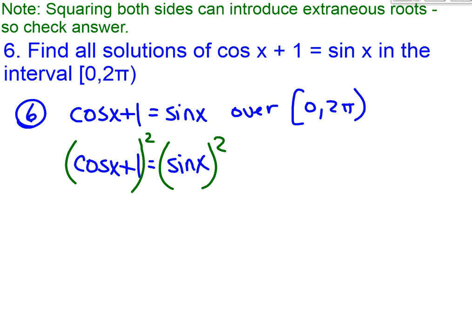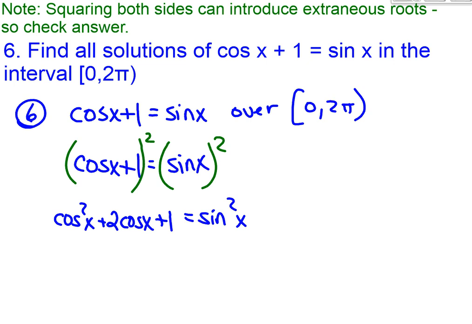And so when I multiply this out, I'm foiling, or remembering how to square problems like this. And so it'll be cosine squared x plus, don't forget the middle term, so I'll have plus 1 cosine x plus 1 cosine x. So that'll be plus 2 cosine x and then plus 1 and equals sine squared x.